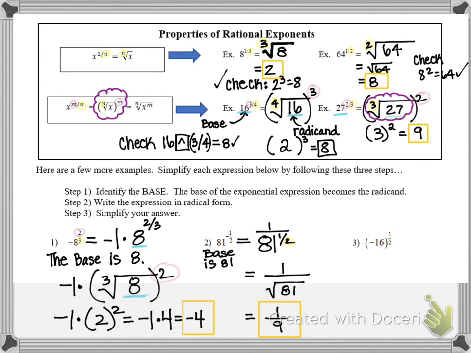All right, last example, number 3. I have -16 to the 1/2 power. Since the -16 is in parentheses, my base is -16. Which means I'm taking the square root because the denominator is 2, so the index is 2. That means I'm taking the square root of -16, and we know that the square root of -16 is not a real number. We don't have to say i.